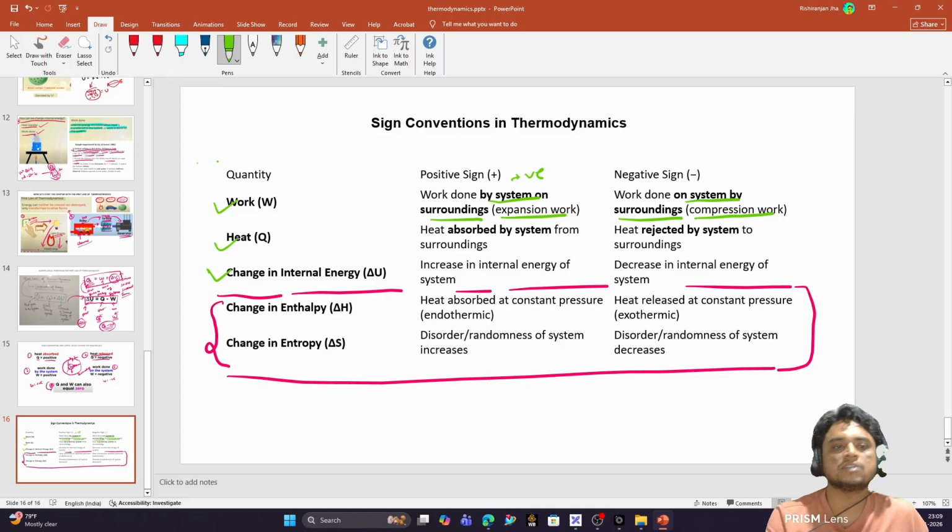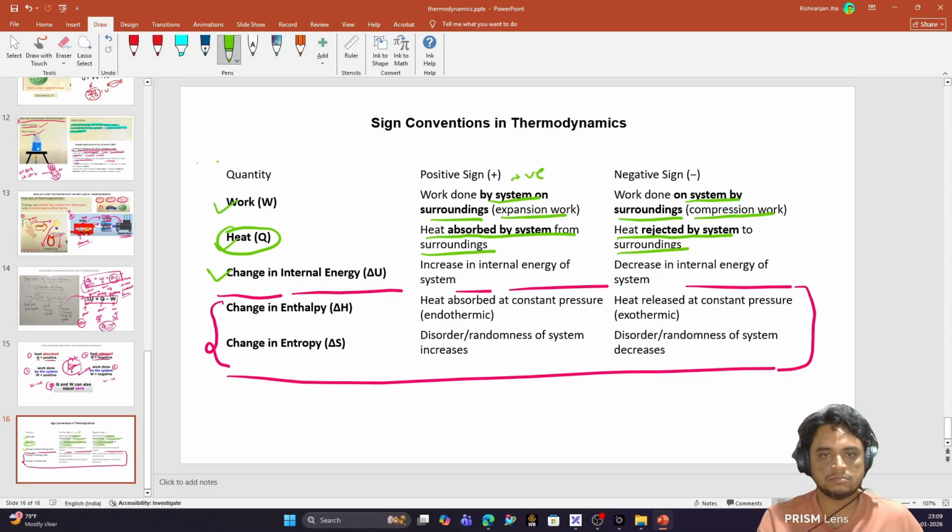If we look at the concept of heat, as previously explained, if the heat is absorbed by the system from the surrounding, it will be positive, and if the heat is rejected by the system to the surrounding, it will be negative. Similarly, for the change in internal energy, if there is an increase in internal energy of a system, it will be positive, and if there is a decrease in the internal energy of a system, it will be considered negative.